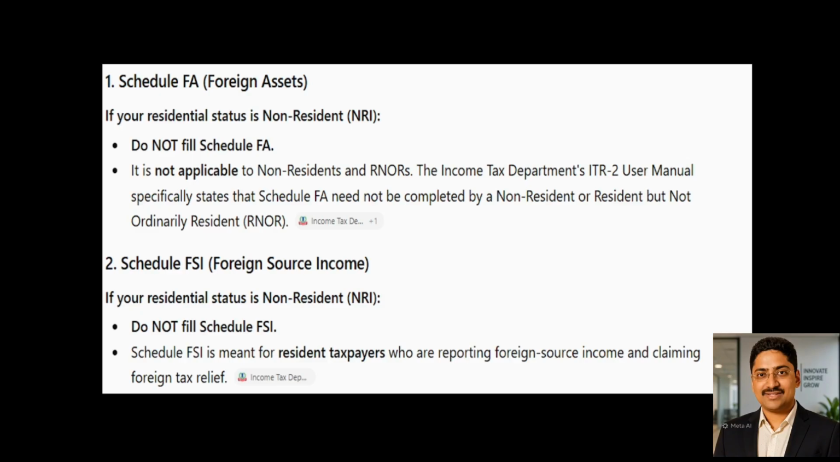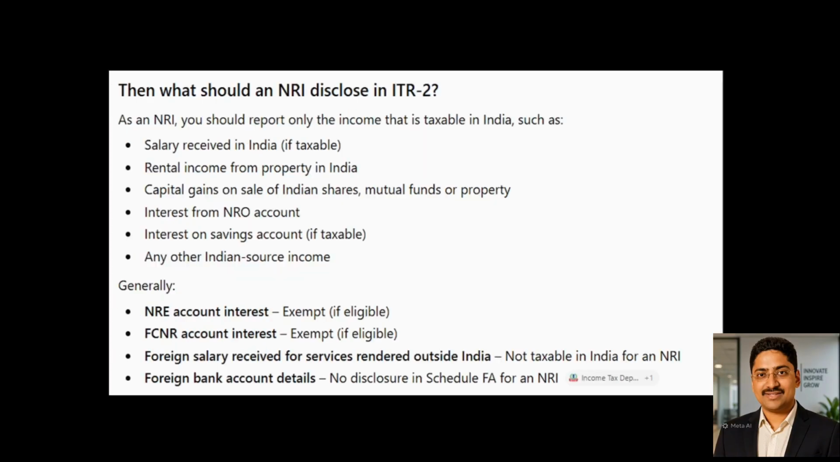For example, if you were a citizen of a foreign country and you have stayed in India more than 182 days, or suppose, take an example, your citizenship is Indian but you have stayed in Australia for more than 182 days, then in the Indian income tax return you have to file Schedule FA. Now, Schedule FSI, foreign source income. If your residential status is non-resident, again do not fill Schedule FSI. Schedule FSI is meant for resident taxpayers who have foreign source income and are claiming foreign tax benefit or relief.